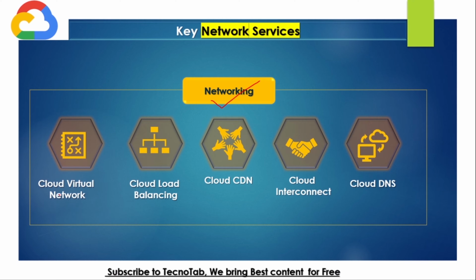For example, Cloud Virtual Network provides hybrid and isolated network capabilities within the cloud. Similarly, Cloud Load Balancing will distribute the traffic between different applications. And there are other services as well, like Cloud CDN, Cloud Interconnect, and Cloud DNS, that we will discuss in a separate lecture where we will discuss everything about the networking service. Now let's move to the next slide.